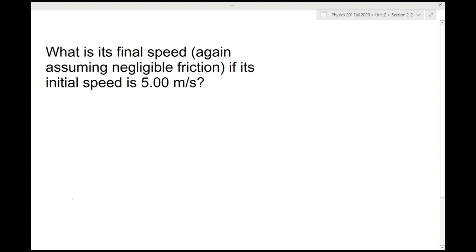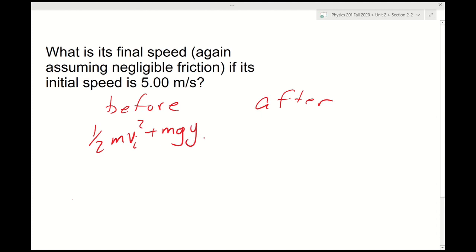Now, let's look at the same situation with the roller coaster, but assume that the initial speed is 5 meters per second as opposed to at rest. So we still have the before and after, and we still have the kinetic energy plus the potential is equal to the kinetic energy plus the potential. So we have 1/2 m v_i squared plus m g y_i equals 1/2 m v_f squared plus m g y_f.